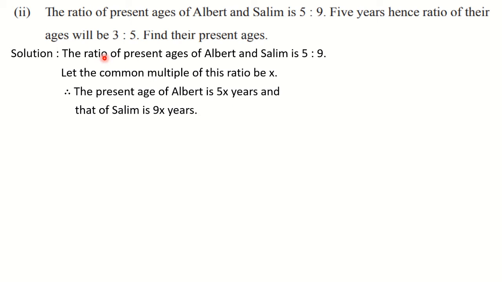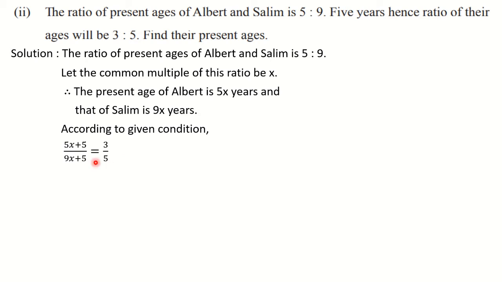Since it's a ratio, again we are going to write this in numerator denominator form. So the numerator will be 5x plus 5, and the denominator will be 9x plus 5. So write down according to the given condition: 5x plus 5 upon 9x plus 5 is equal to 3 upon 5. The new ratio is 3:5, that is 3 upon 5. This is how you are going to write down the equation. Writing this equation is very important. Now let us solve it.